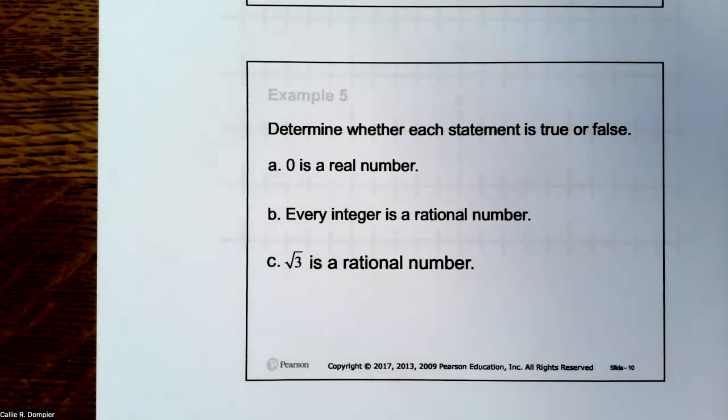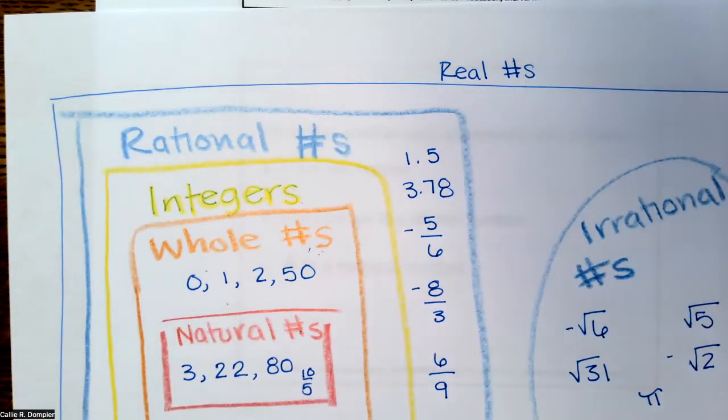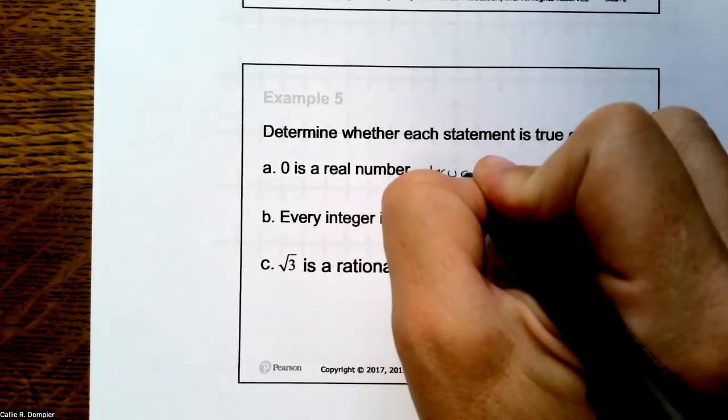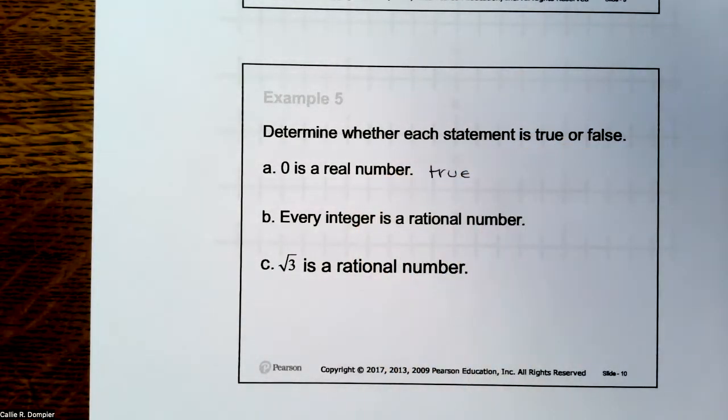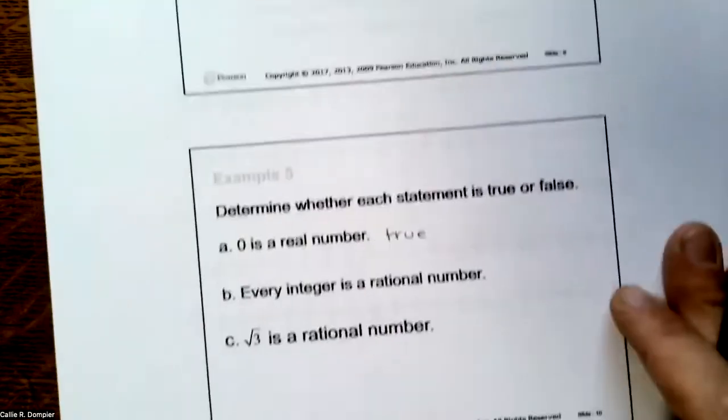So, is this true or false? 0 is a real number. Real number is everything. So this is true. Every integer is a rational number.